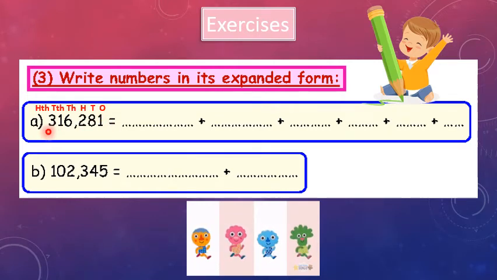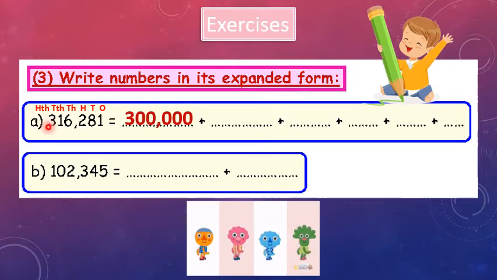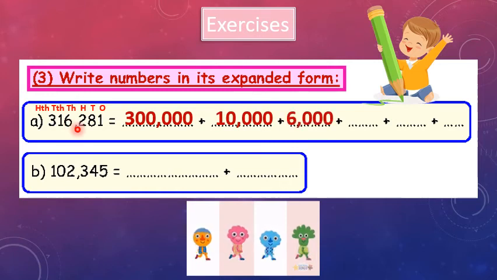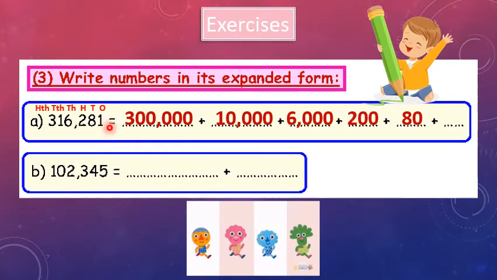Then, if I begin from right here or left, it will be 300,000, 10,000, 6,000, 280, and 1.